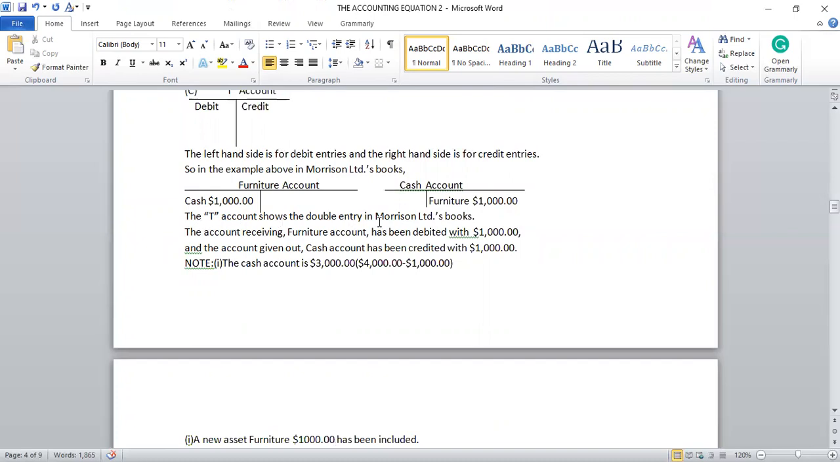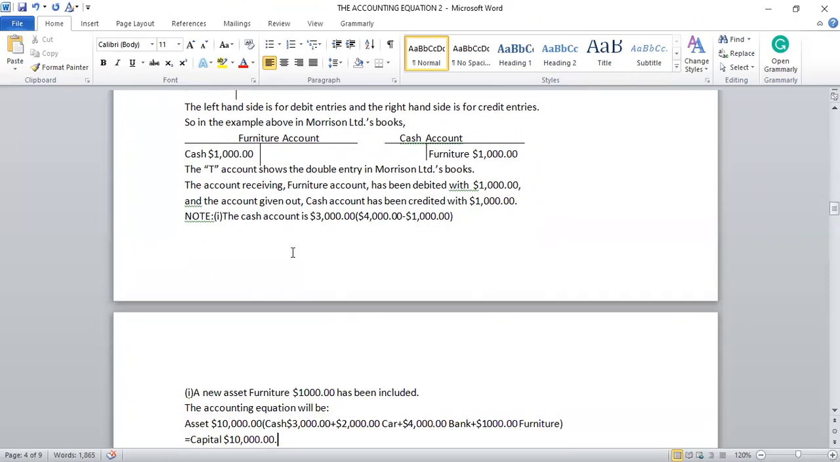The T account shows the double entry in Morrison Limited books. The account receiving, furniture account, has been debited with $1,000, and the account giving out, the cash account, has been credited with $1,000. Now note, the cash account is now $3,000. It was $4,000, and $1,000 was taken to buy the furniture. That is, a new asset, furniture, $1,000 has been included.